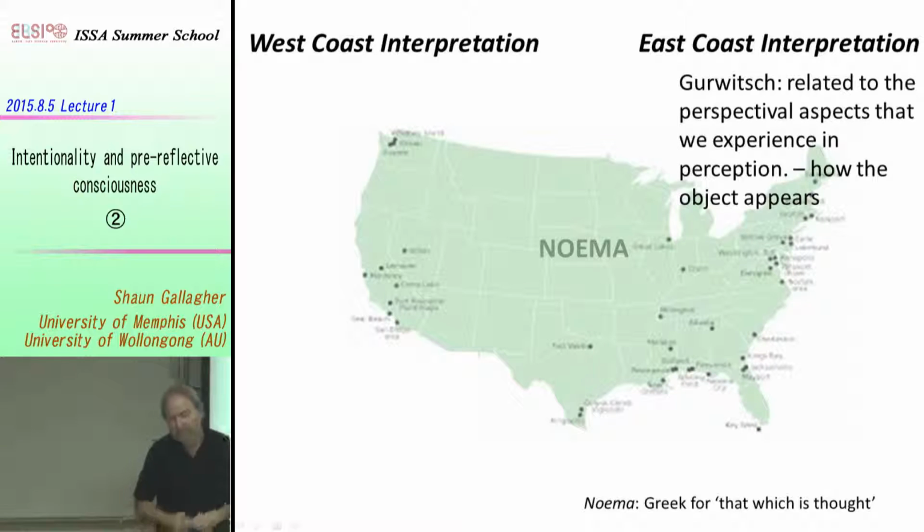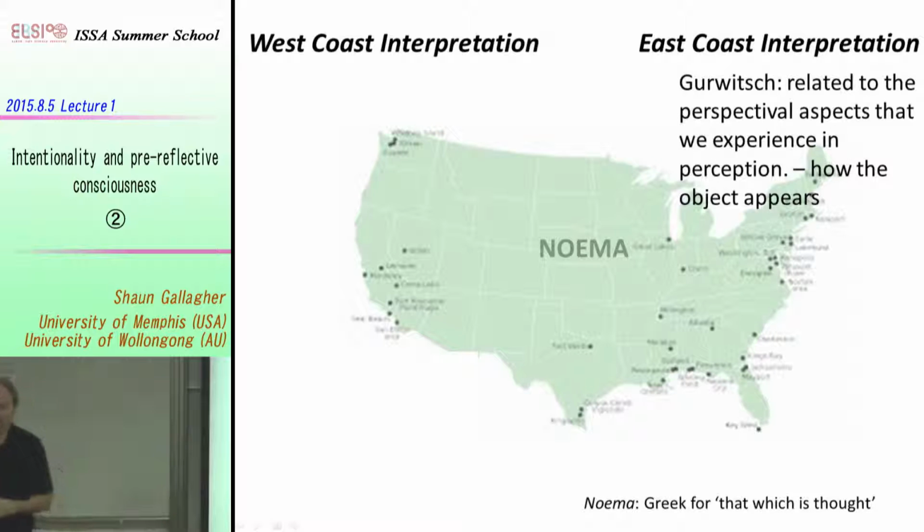So on the East Coast, we had one of Husserl's students, Aron Gurwitsch, who came in the 1940s to teach at Brandeis and then the New School. He thought of the noema, this noematic aspect, as perceptual, as really modeled on a kind of perception. And so he thought of it as being related to the perspectival aspects that we experience in our perception of something out there. And so he refers to it as how the object appears to me in my experience. So it's the appearance of the object.